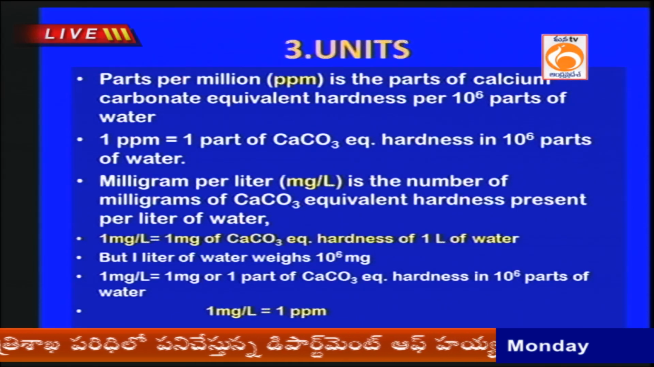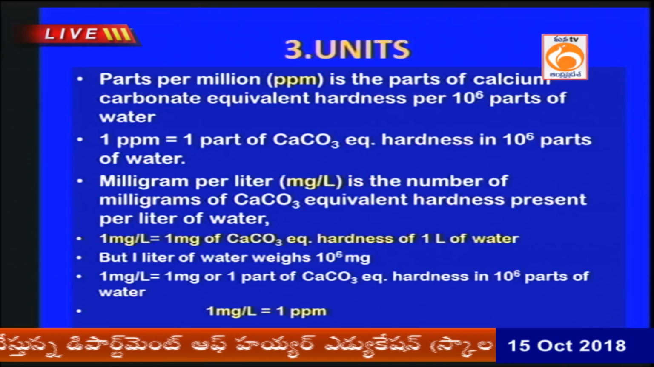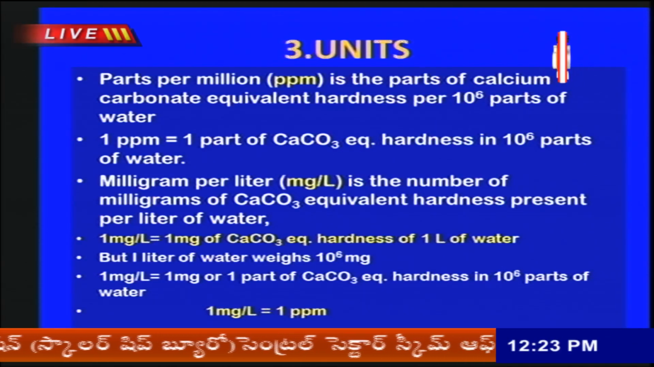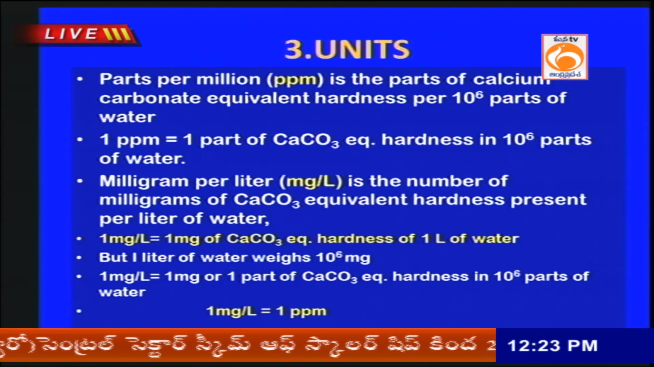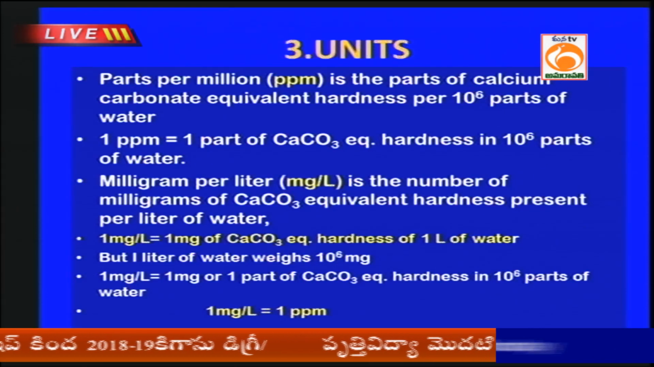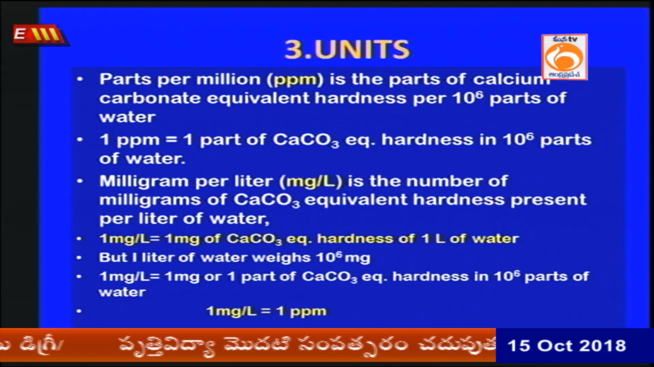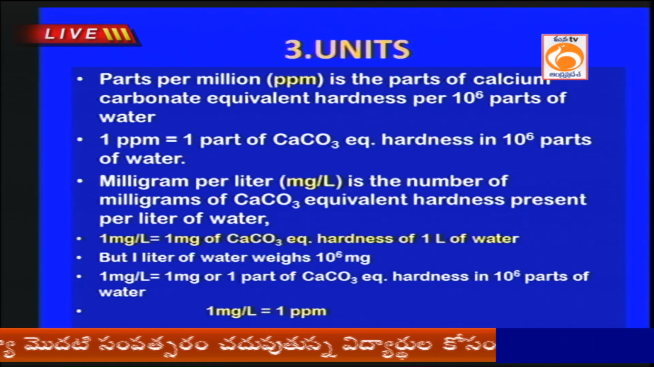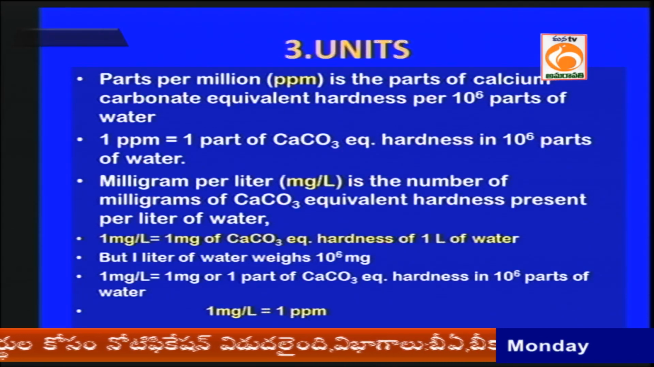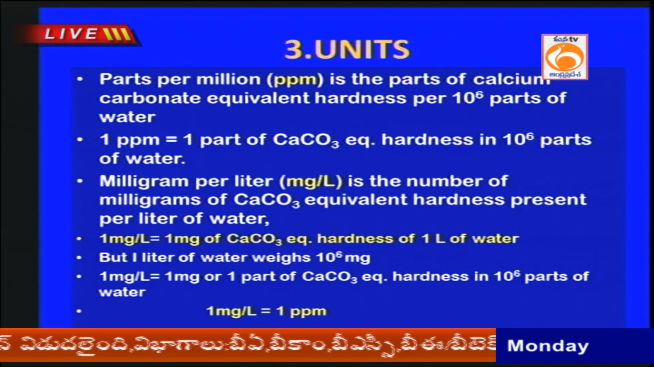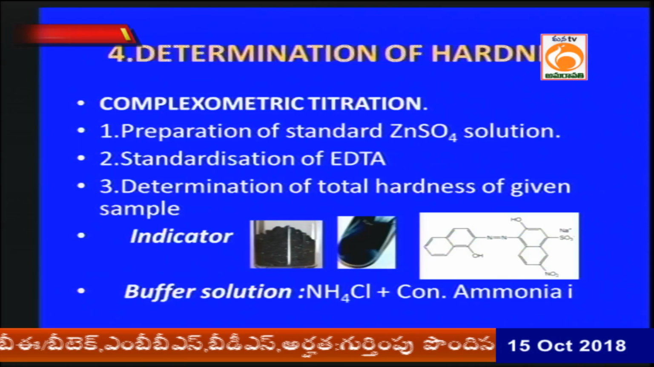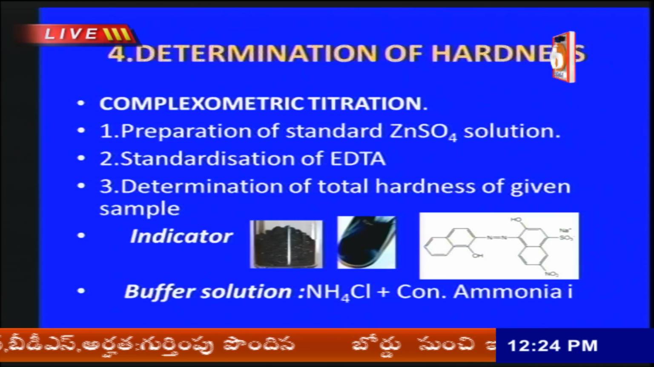And in the same way, the other mostly used unit is milligrams per liter: milligrams of calcium carbonate equivalents present in 1 liter of water. So, 1 milligram per liter is equal to 1 milligram of calcium carbonate equivalent hardness in 1 liter of water. These two units are equal, so we can use ppm or milligram per liter. So, milligram per liter equals 1 ppm. And now see the determination of hardness.